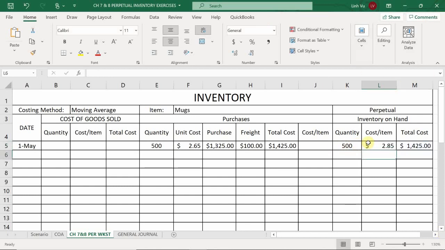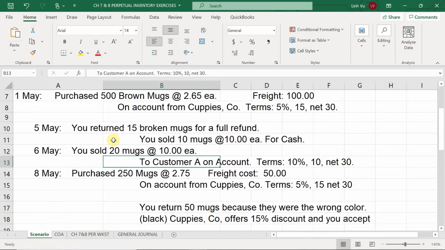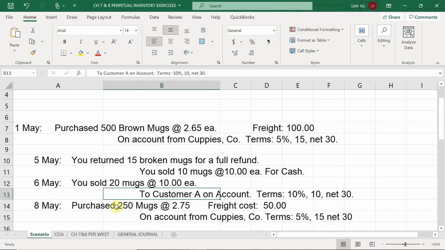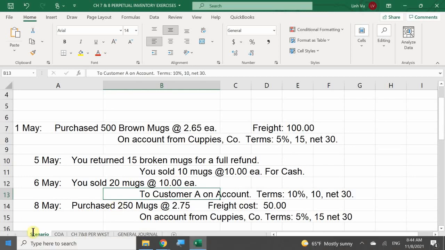$2.85. Now in this case, it is a nice even number. For now. So then let's go ahead and see what happened next. Now in this case, on May 5th, you end up returning 15 broken mugs for a full refund.